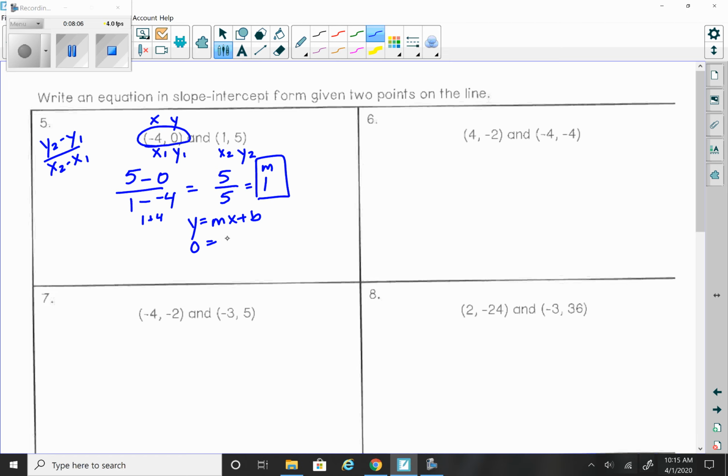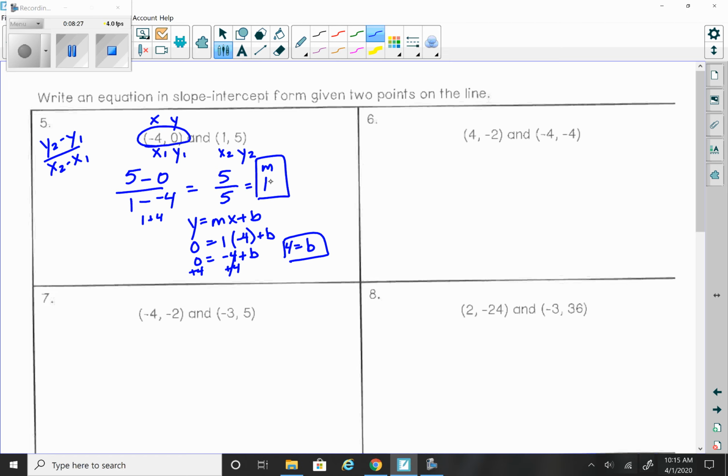I'm going to plug 1 in for m. I'm going to plug -4 in for x, and I'm going to solve for b. Well, obviously, 1 times -4 is -4. To solve this for b, I have to add the 4 over to the other side. So 0 plus 4, I get a 4 for my b value.